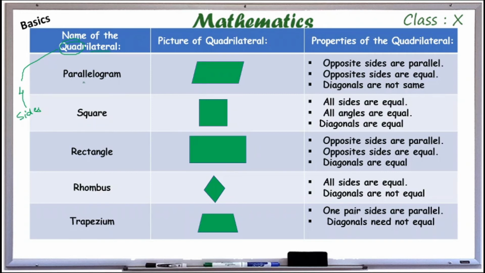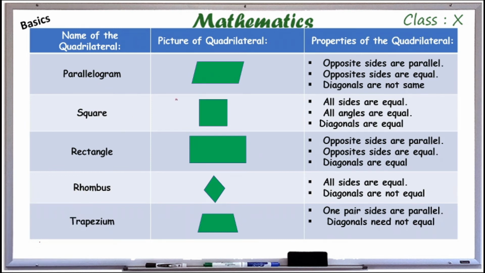So what are the peculiarities of each quadrilateral? Now we are looking into that. For a parallelogram, the opposite sides are parallel. Opposite sides means this and this. These sides are parallel. Parallel means lines which will not meet. Suppose these lines will not meet if we extend them, whereas in the case of this line, they will meet here. So these two lines are not parallel, but these lines are parallel.